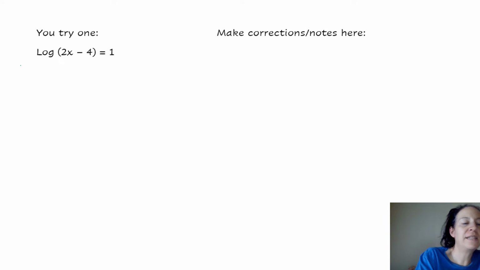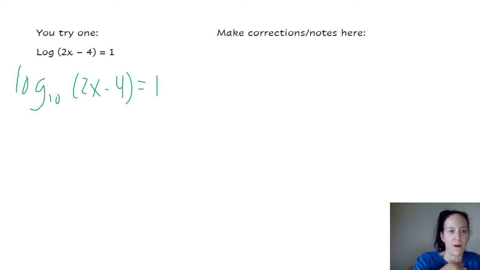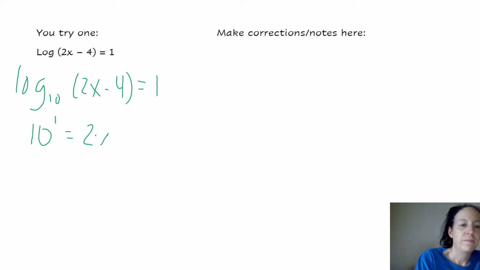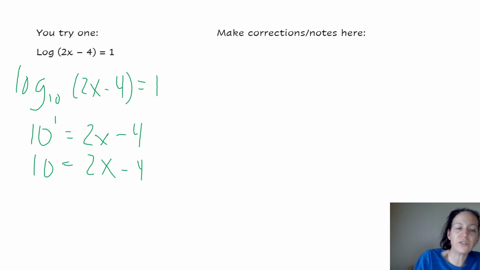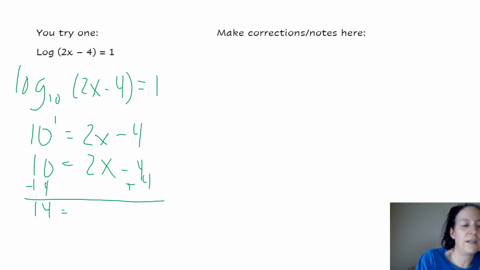Okay, so as I mentioned, you need to remember that when you don't see a base on a log, it's a log base 10. It's called a common log. And so when I rewrite this one, my base is going to be 10. My exponent is 1. And then my argument, which is now off by itself, is the 2x minus 4. And of course, 10 to the first power is just 10. And then that becomes a fairly simple linear equation. So we're going to add 4 to both sides. So we're going to have 14 equals 2x. Divide both sides by 2, and we get 7 is equal to x, or x is equal to 7.